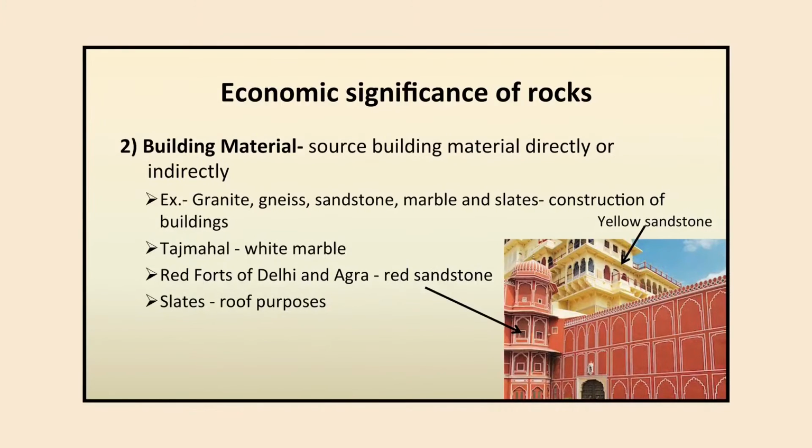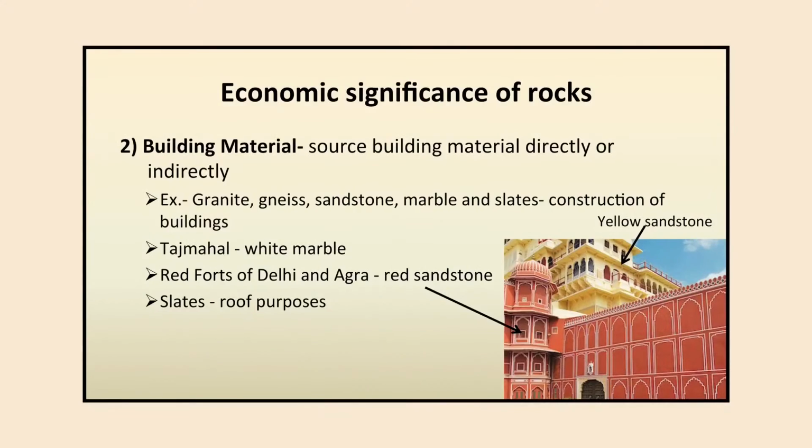Various other forts, buildings and houses are made up of yellow sandstone and red sandstone. Historically, and now we use cement, but earlier people used to use these locally available rock materials only. For example, yellow sandstone and red sandstone were used for building purposes. The red forts of Delhi and Agra are made up of red sandstone. You can see in the picture, a yellow sandstone building is there, and a red sandstone building is also there. Then slates are used for roofing in various areas because they are locally available there.